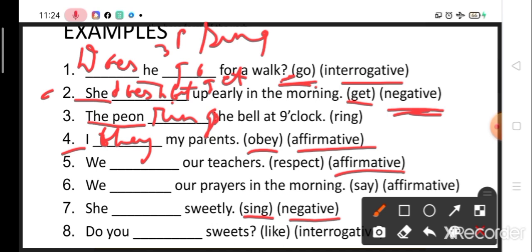Okay, and the last example is, do you dash sweets? Again this is an interrogative sentence, and we are supposed to fill in with like. We'll use do or does, but then children, do is already given, so we are not going to use do or does because it is already mentioned in the sentence. Now you is second person singular, and therefore we are going to use the base form itself.